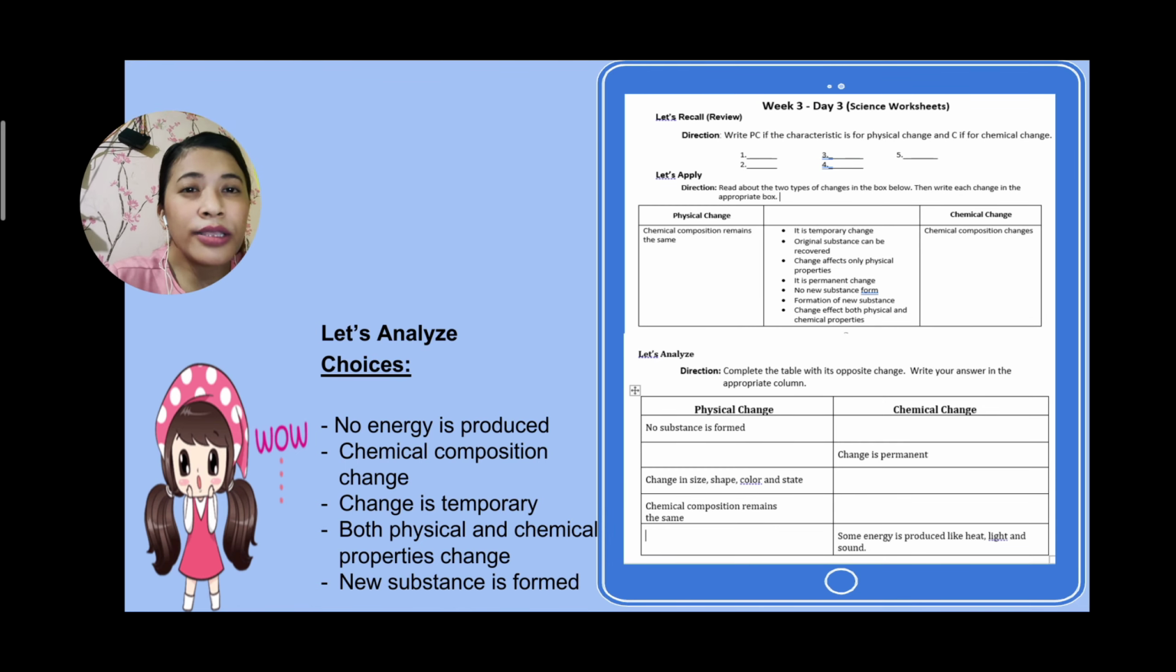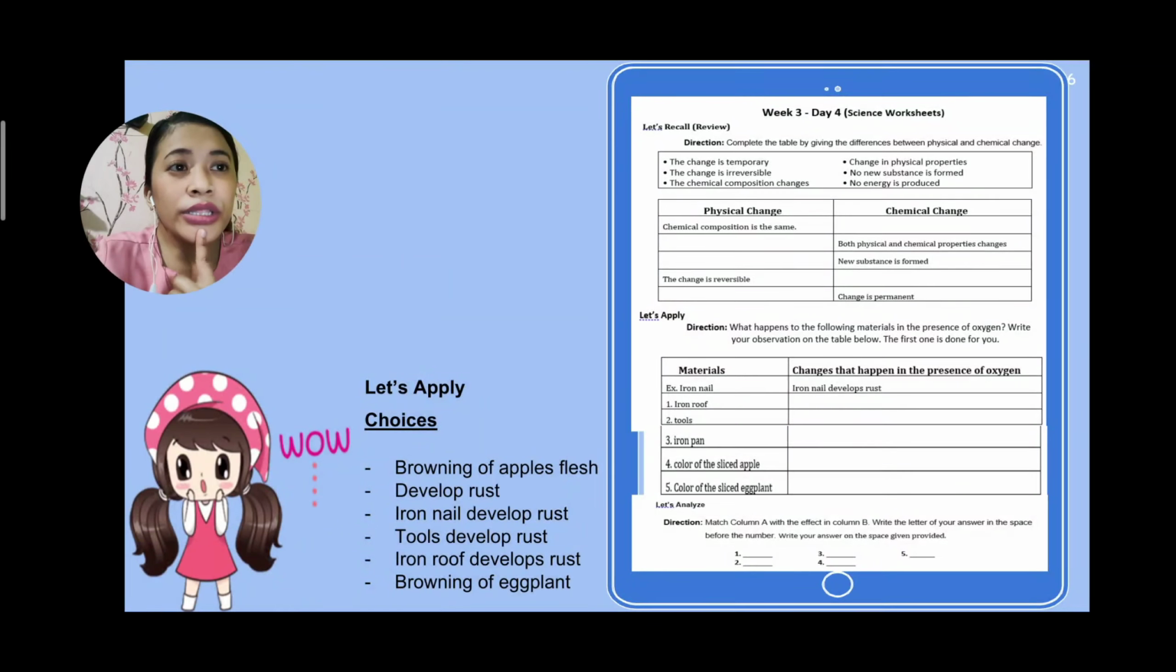Sa let's analyze, nagbigay po ako ng choices para hindi na po kayo mahirapan, mga bata. Ano po ba yung sa physical change? Di ba po, no new substance is formed. Ano po yung opposite ng no substance is formed? Hahanapin nyo po dito sa choices. Choices yon at isusulat nyo po sa loob ng box. Okay po? Next po, week 3, day 4. Kung physical ang given, hahanapin nyo po yung opposite ng chemical change.